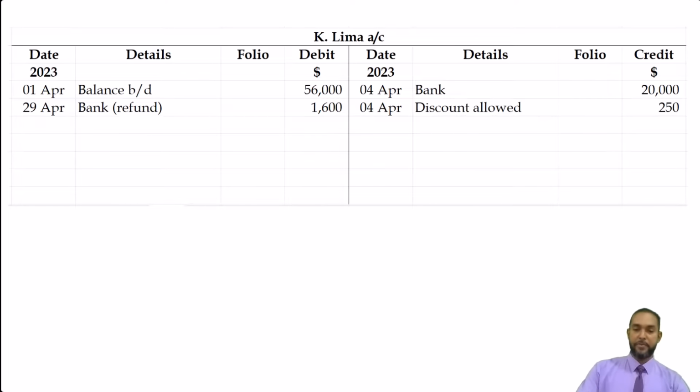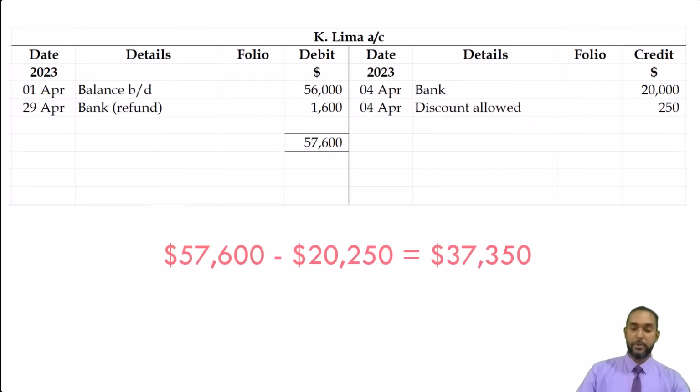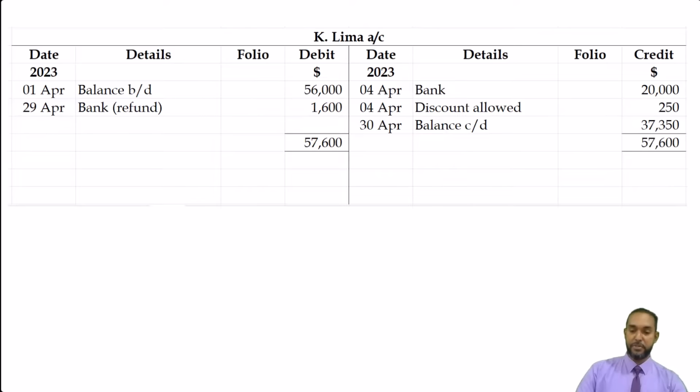So if we add up everything on the debit side, we get 57,600. So this side is only like 20,250. So of course, you find the difference. 57,600 minus 20,250. That's going to give us the balance carried down, which is 37,350. And when you add it to the 20,250, you get the same 57,600, and you bring your balance down. Good to go.